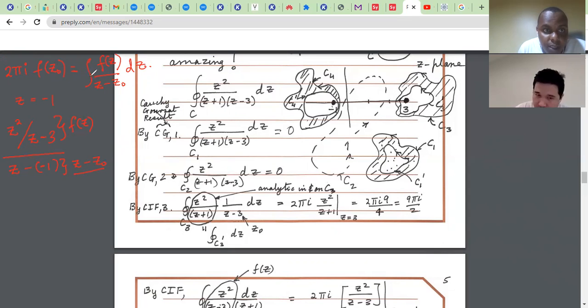So to get your answer, you will just need to do 2 pi I multiplied by f of -1. What is f of -1? It's 1 over -4. So it's going to be 1 over -4 times 2 pi I, which is going to be negative pi I over 2. So that will be the negative pi I over 2 integral around that point.